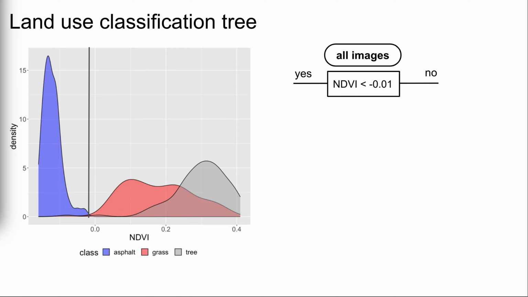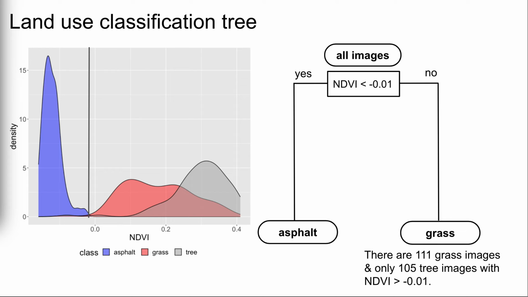Conventionally, if a split condition holds, then we go left, otherwise we go right. In this case, if an image has a vegetation index below -0.01, we'll predict that it's asphalt. Above -0.01, it gets a bit murkier. But since among the images that fall above -0.01, 111 are grass and only 105 are trees, we'd predict grass. Now, if we stopped our tree building here, we'd do a great job of classifying asphalt, but a terrible job at distinguishing between grass and trees. So let's keep splitting.